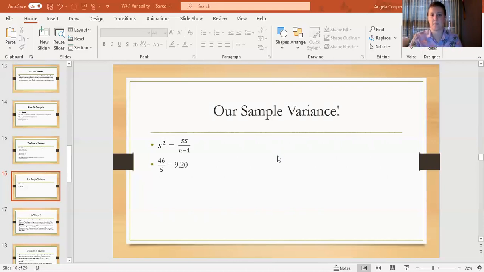But anyway, I digress. We have our sum of squares divided by sample size minus 1. Our sample size was 6, and 6 minus 1 is 5. So now we have a sample variance of 46 divided by 5, which is 9.2. I'm just going to write that down. Sample variance is signified by s squared equals 9.20. My handwriting is not the greatest, but hopefully you should be able to read it.